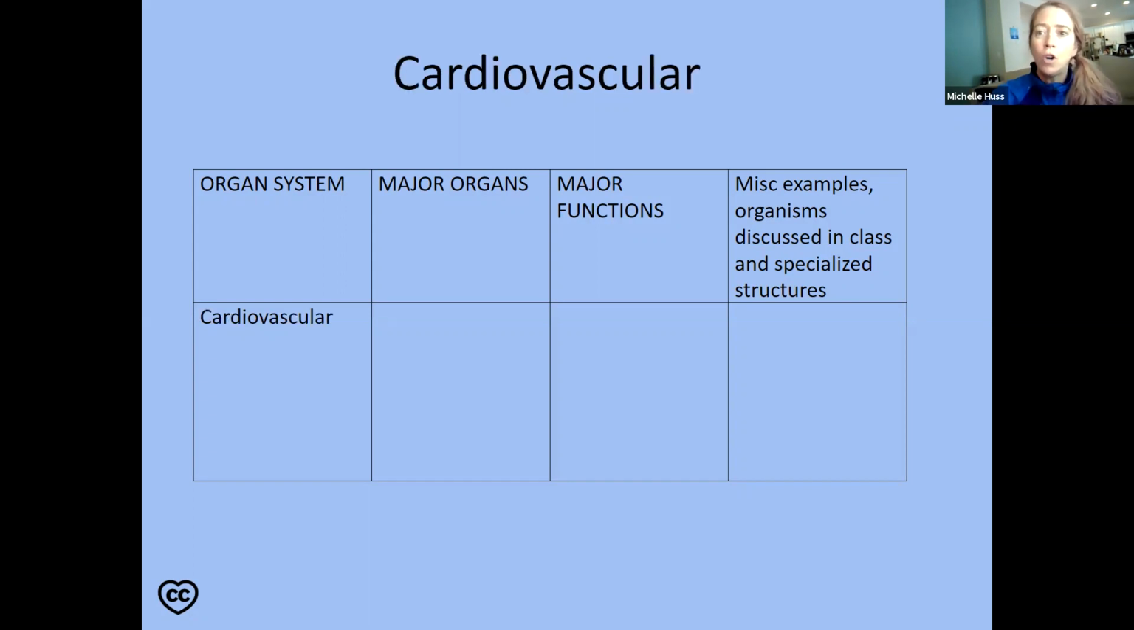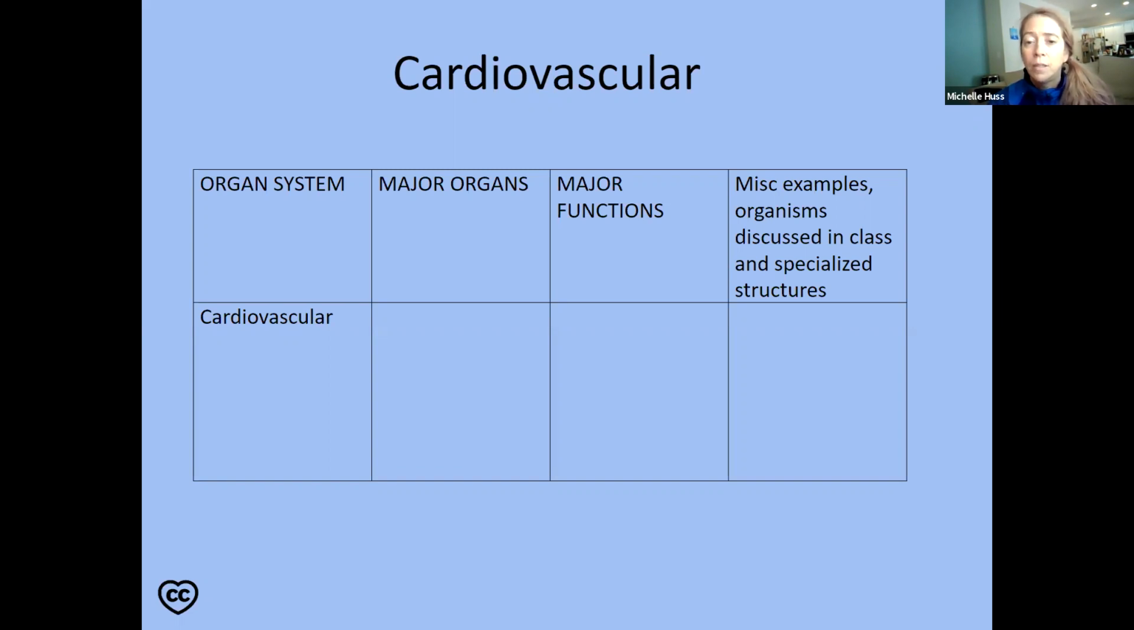I think we're done. Oh no, cardiovascular, my favorite. Cardiovascular. Oh my goodness, what does cardiovascular do for you? It's like a highway, right? It transports gas, it transports nutrients, it transports hormones, it transports everything around your body. So important. Who's involved? Your heart and your blood vessels are involved.